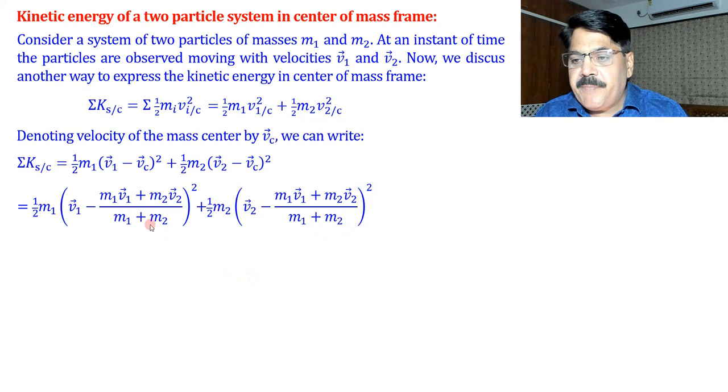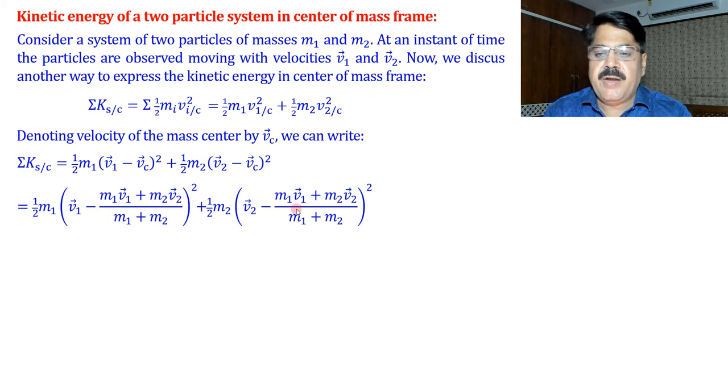For further simplification, let us take LCM here. If you take LCM here, we get m1 v1 vector plus m2 v1 vector minus m1 v1 vector minus m2 v2 vector. So m1 v1 vector will get cancelled. So what do you get here? m2 v1 vector minus m2 v2 vector.